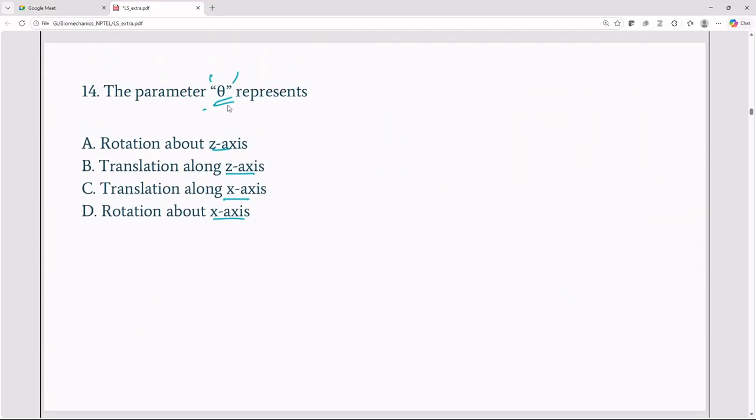Yes, theta is the joint angle. It is the rotation about the z axis.